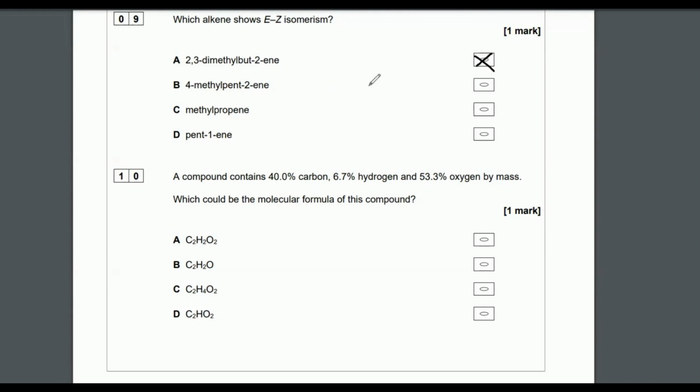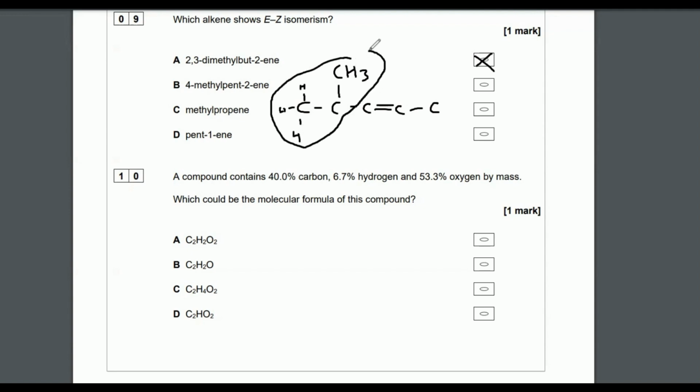Now, 4-methylpent-2-ene, let's draw this out and see if it can do EZ, and if it can do EZ, then it's our answer. So we're going to put the double bond on the second carbon again, and then we're going to count 4. I'm going from right to left here. It doesn't really matter, and that's my methyl group. So the first carbon atom has all of this attached as one of its groups and a hydrogen as the other group. And then this carbon atom has a methyl and a hydrogen.